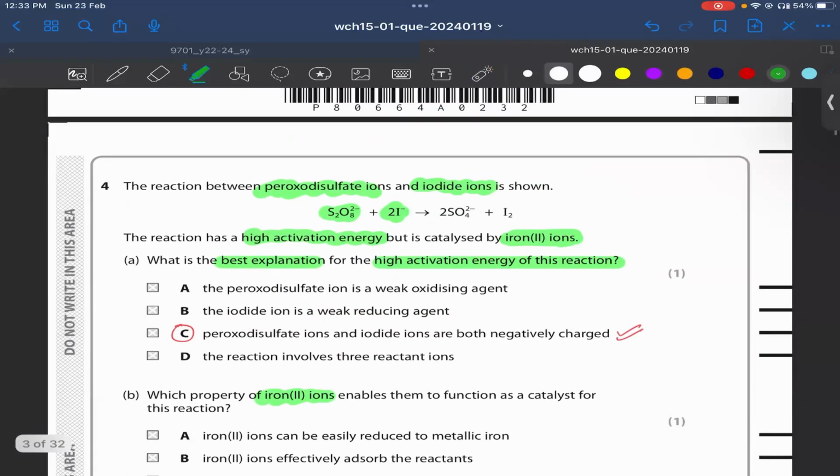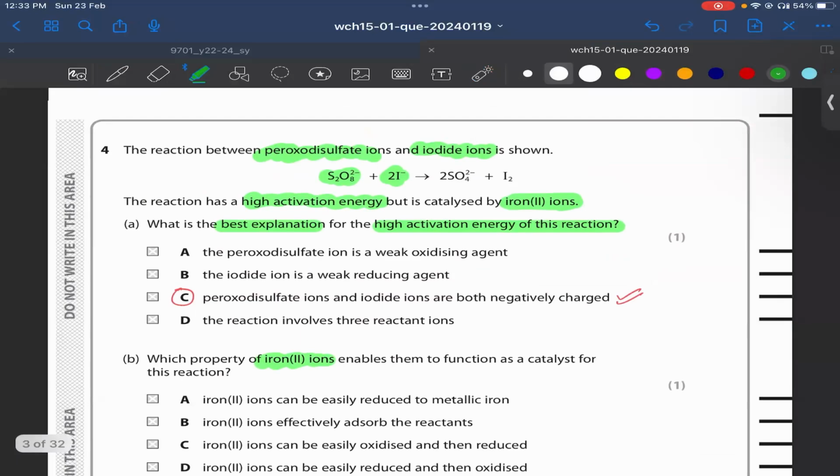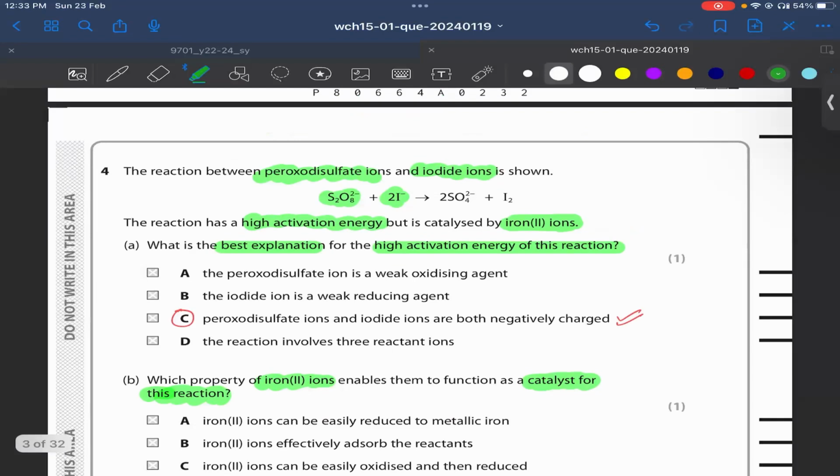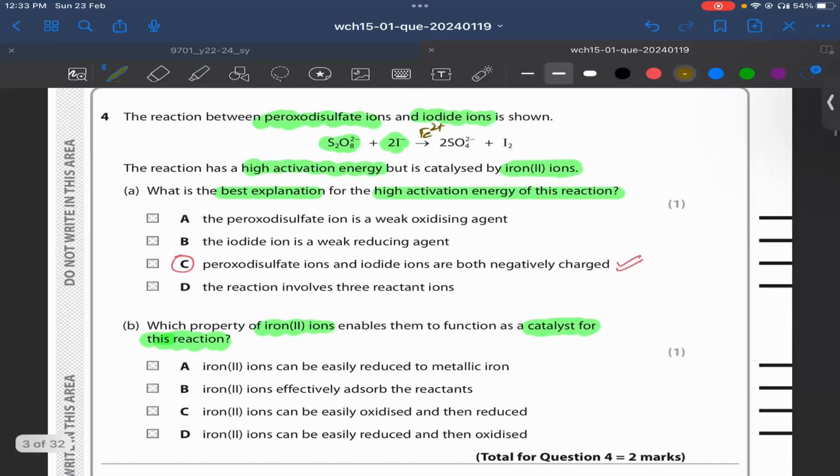It is related to the same concept. We are using iron 2 ions as a catalyst. So which property of iron 2 ions enables them to function as a catalyst for this reaction? First of all, what type of catalysis would it be? We're using Fe2 plus ion as a catalyst. Is it a homogeneous catalysis or heterogeneous? Homogeneous. Yes, it is homogeneous.